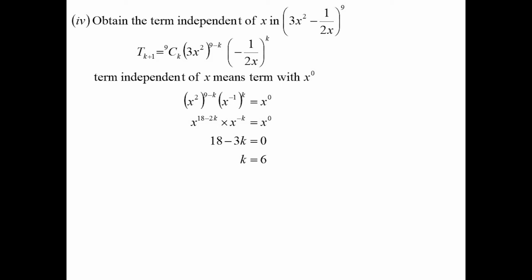So now I can go back to the general term and work out the number. So k is 6, so it's the 7th term. 9c6, 3 cubed, negative, oh no, negative will become positive because it's to an even power. So there it is in unsimplified form. 9c6, 3 cubed over 2 to the power of 6.